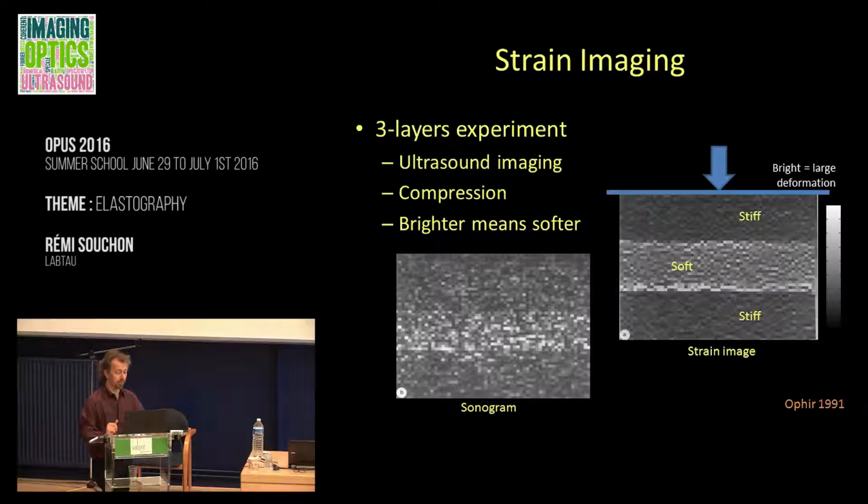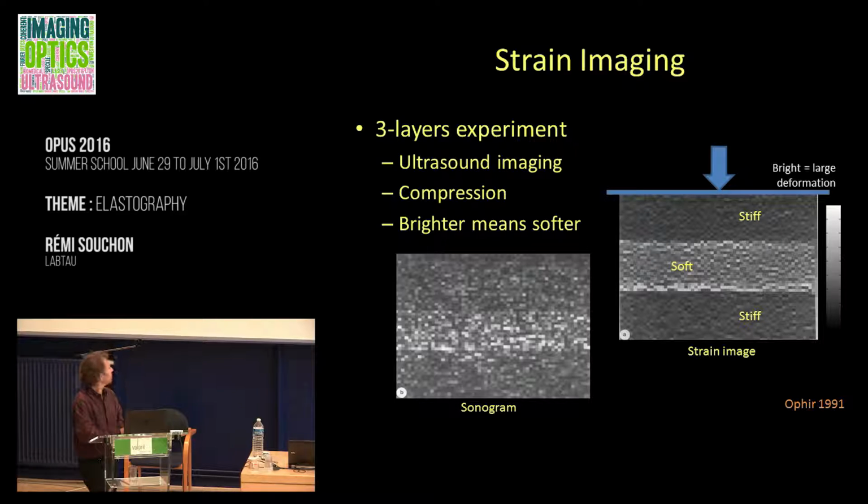This example was actually one of the very first strain images by ultrasound in the literature. It was back in 1991 in a seminal paper from Professor Shear, where he made this experiment with a 3-layered phantom, imaging it from the top using an ultrasound probe put on the top where the blue arrow is here. Using this ultrasound scanner he could get an ultrasound image, which we call the sonogram, that you can see on the left hand side of the screen here.